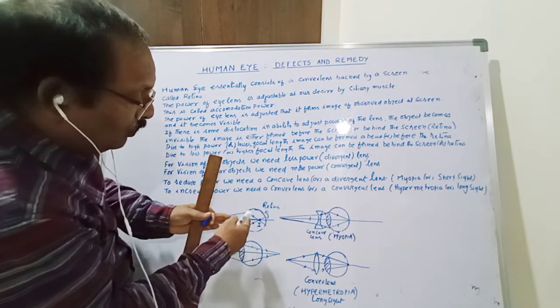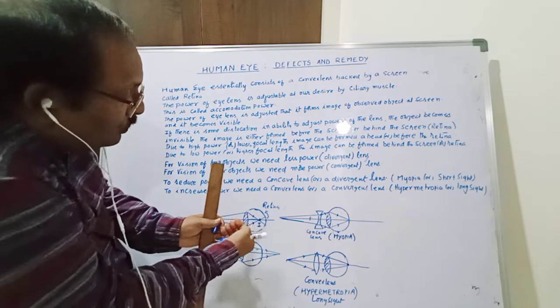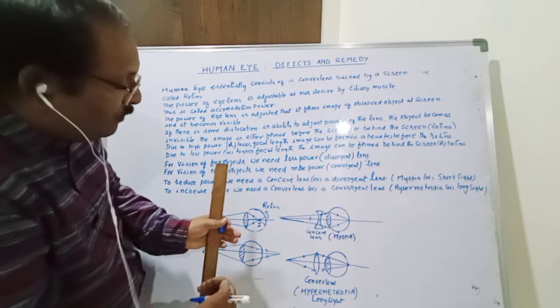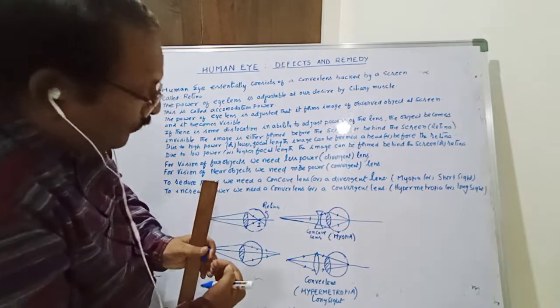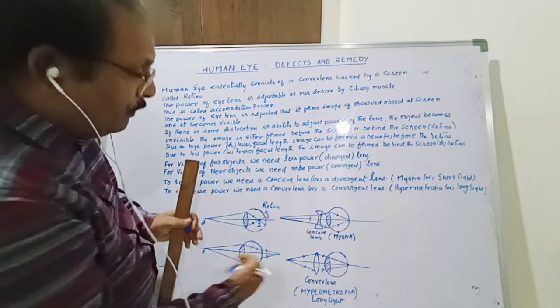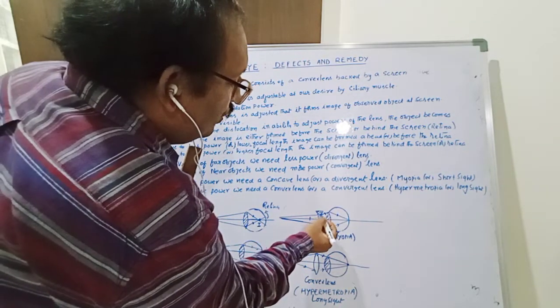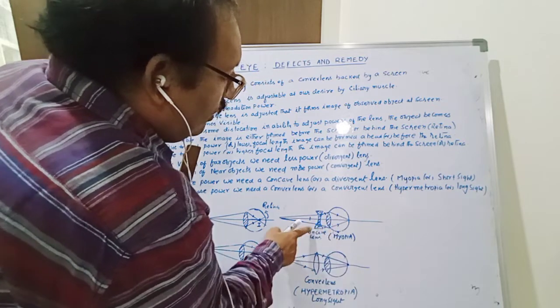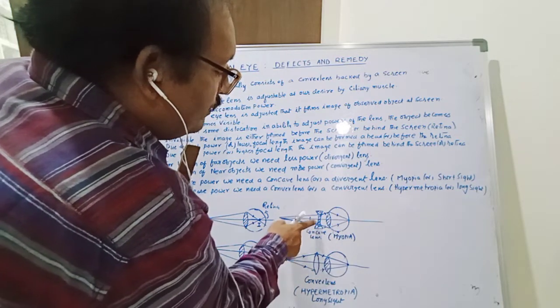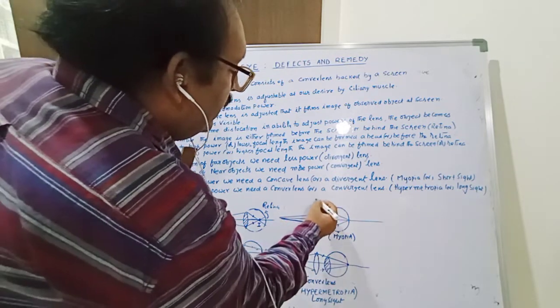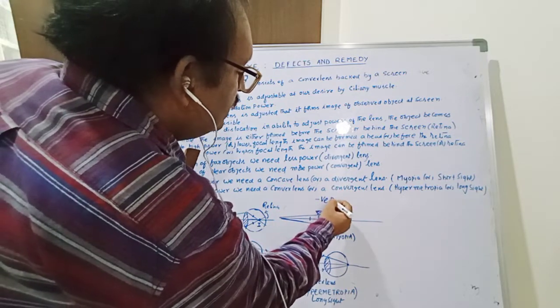That means you have to remove some factor of power. That means you have to reduce the power of the lens. To reduce the power of the lens, you have to go for what? A concave lens, or a divergent lens, because a divergent lens will have a negative power.